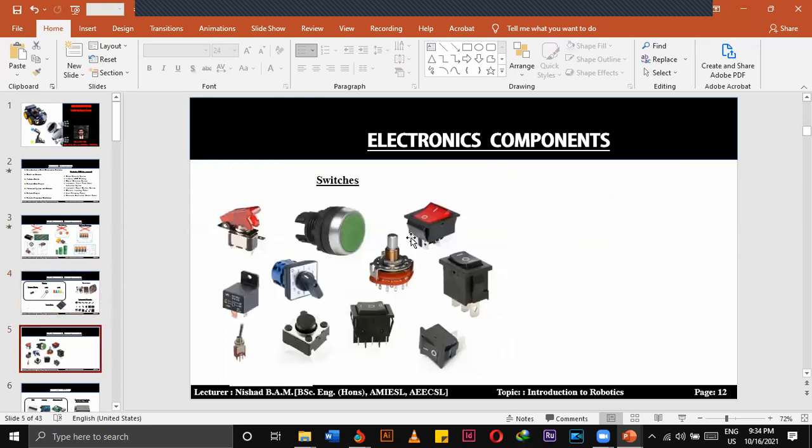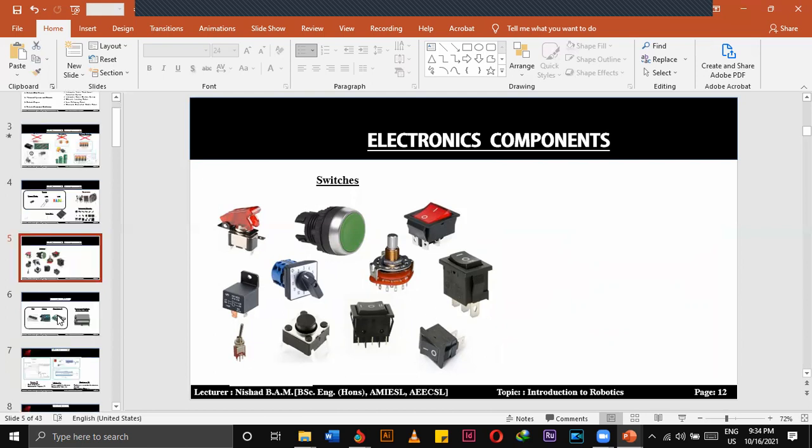And then we have learned about the switches. There are tons and tons of switches available in the market. Each switch is used for different kinds of purposes. This one is called a push button. This one is called a toggle switch. There is a difference between a toggle switch and a push button. So then we can navigate along with them.